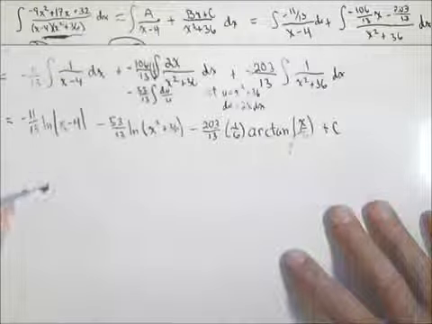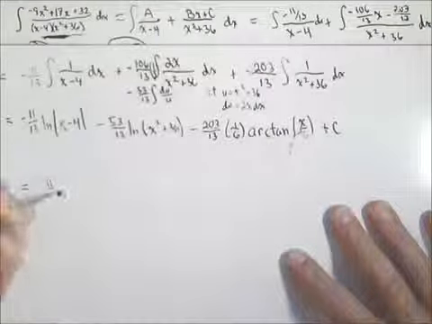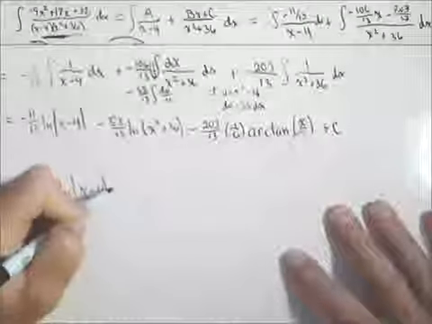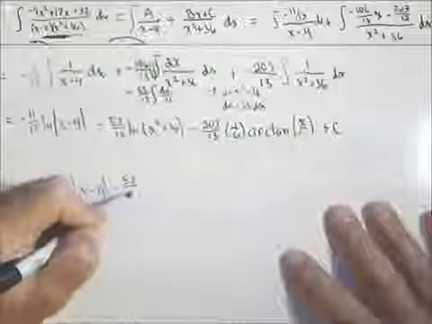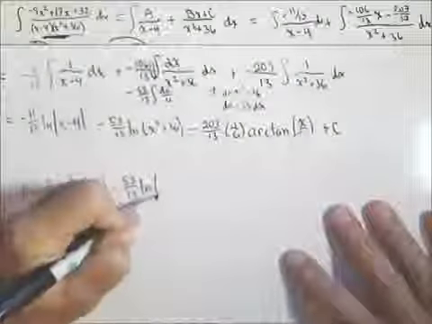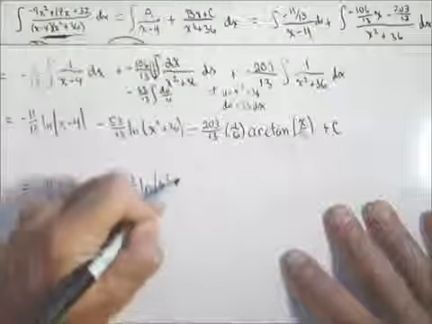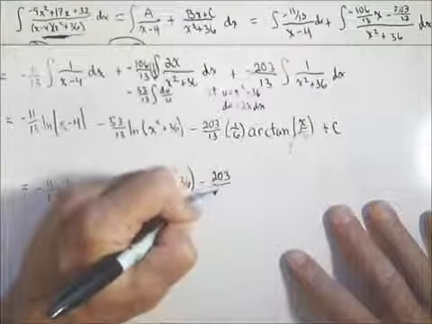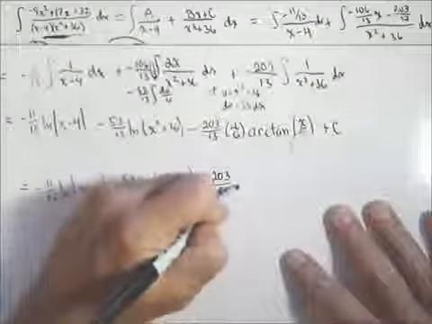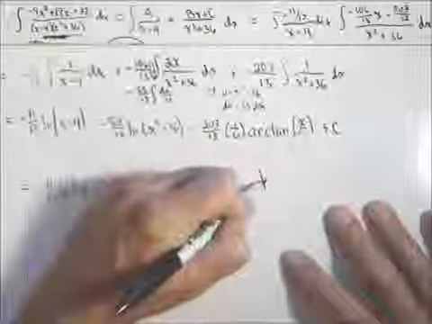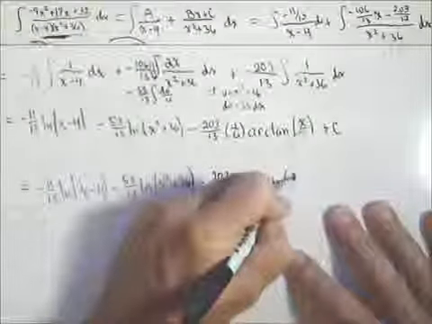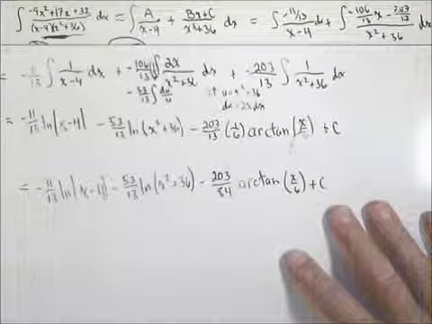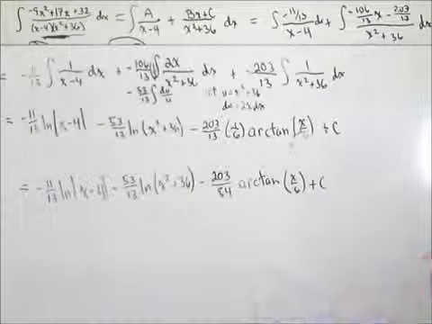So our answer is negative 11/13 natural log of the absolute value of x minus 4, minus 53 over 13 ln of x squared plus 36, minus 203 over 84 arctan of x over 6 plus c. Not the prettiest antiderivative we've ever seen, but we were able to find it.